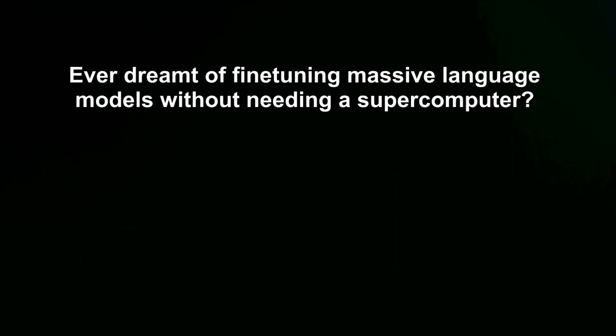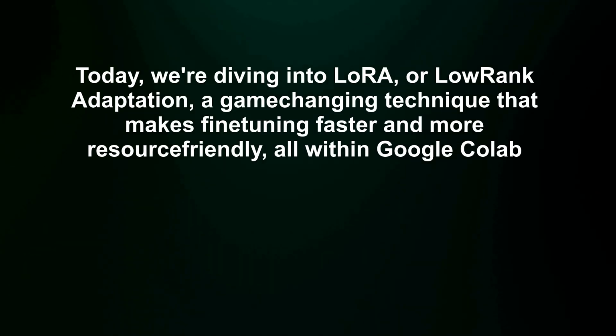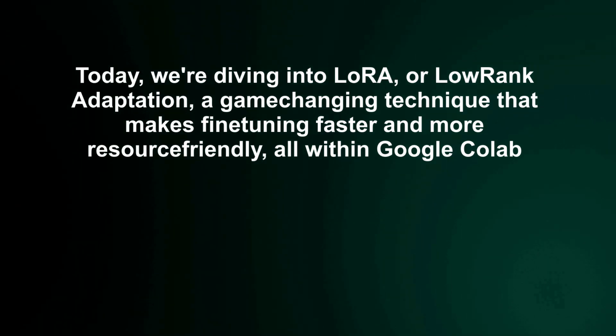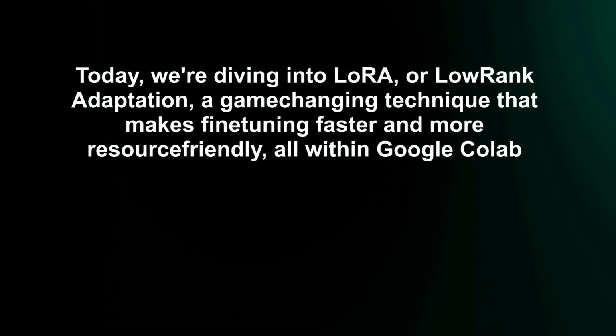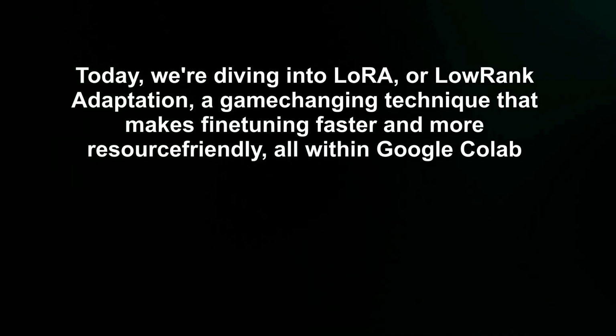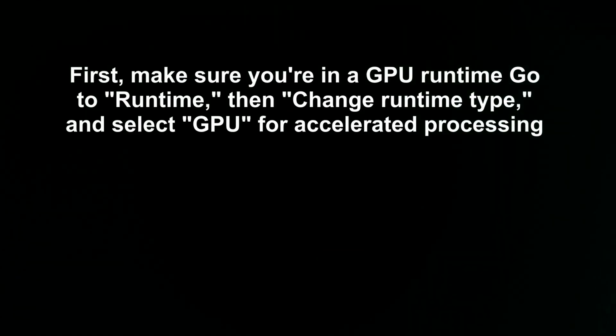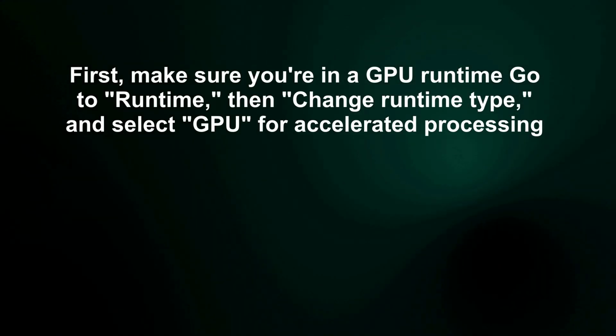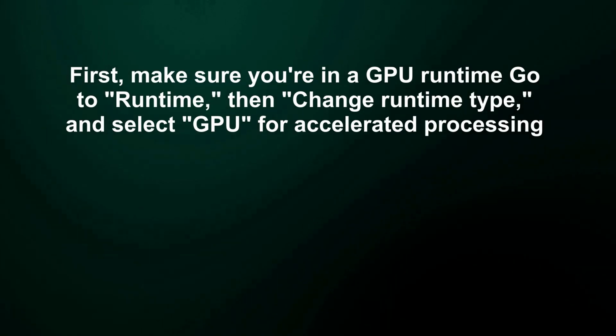Ever dreamt of fine-tuning massive language models without needing a supercomputer? Today, we're diving into LoRA, or Low-Rank Adaptation, a game-changing technique that makes fine-tuning faster and more resource-friendly, all within Google Colab. First, make sure you're in a GPU runtime. Go to Runtime, then Change runtime type, and select GPU for accelerated processing.